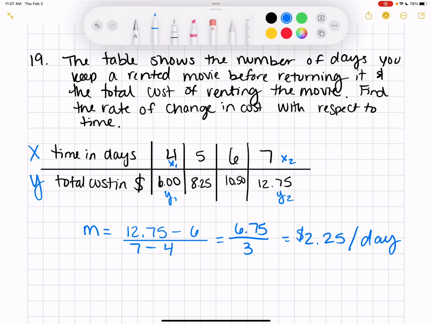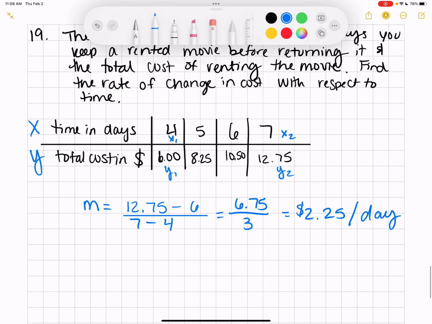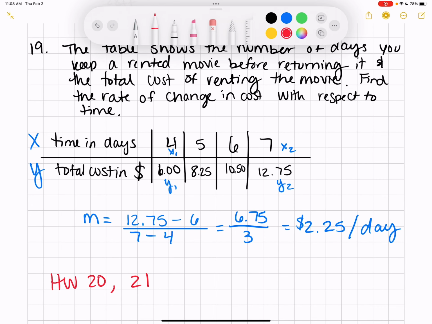So there's one that's similar to it, about an amusement park, and it's the cost based on the amount of hours spent. So I'll have y'all try that one. The only two that I'm giving you today are number 20 and 21, and you can just add those on to what you already had, and we can go over those ones tomorrow.